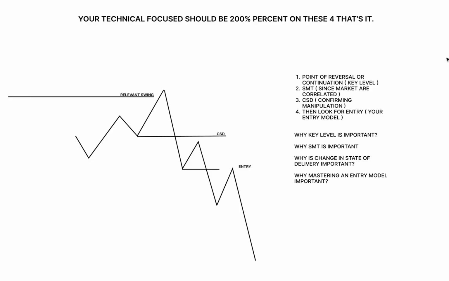Number four is the entry model. The entry model is completely personal. You pick whichever you want to use. You can use the order block, you can use the fractal model, you can use the unicorn, you can use fair value gap, you can use anything you want, but you need to master your entry model.